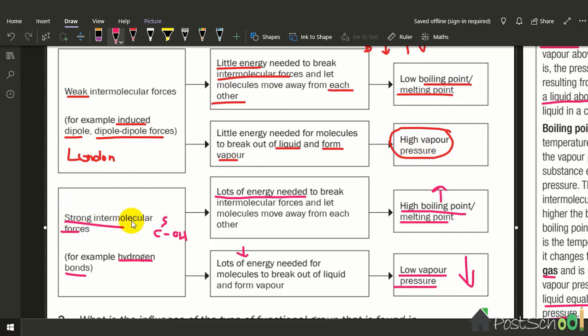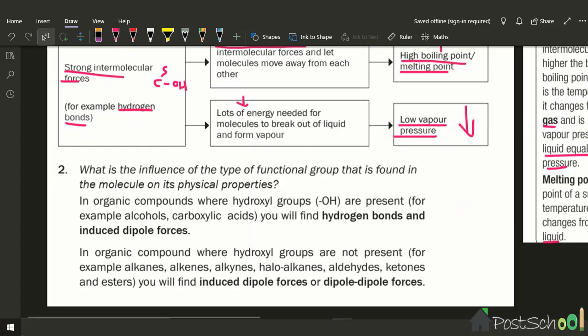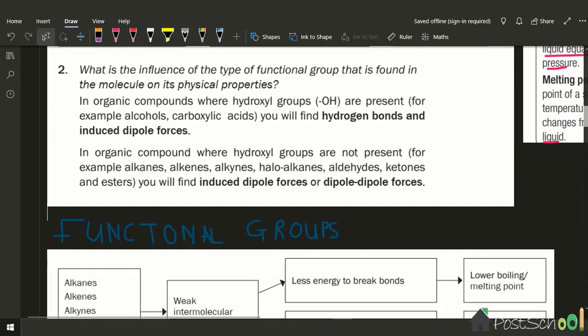So if there are stronger intermolecular forces, that means lots of energy needed to break ama intermolecular forces law, hence ke lapho sekuzoba ne rise kwi boiling point noma melting point. If there's a rise kwi boiling point, that means there's a decrease kwi vapor pressure. So a relationship nje isebenza kanjalo. Example yama stronger intermolecular forces, those are hydrogen bonds.